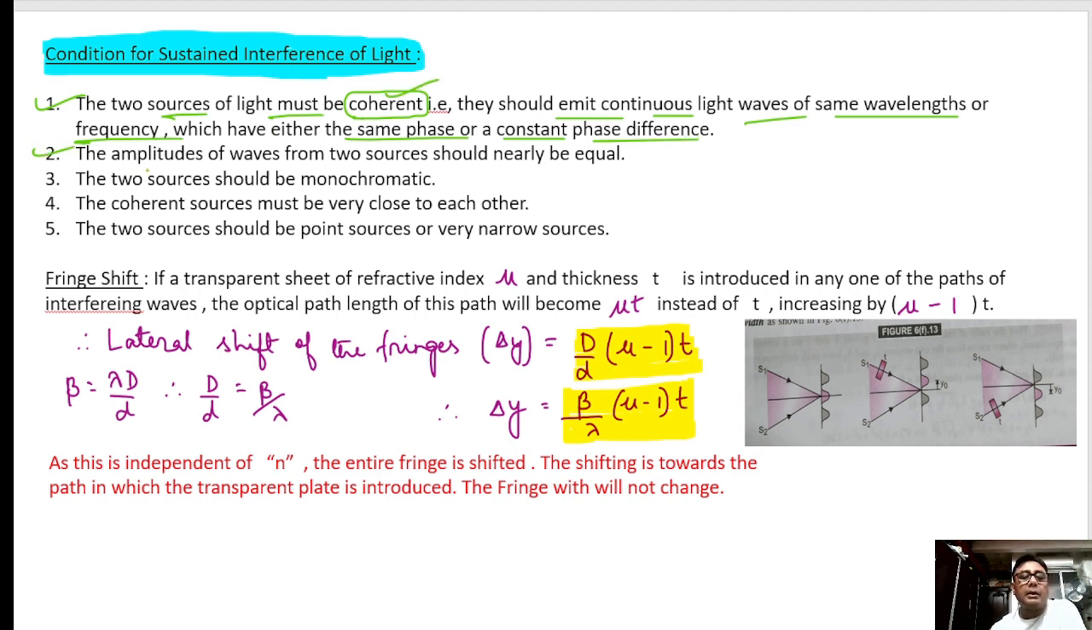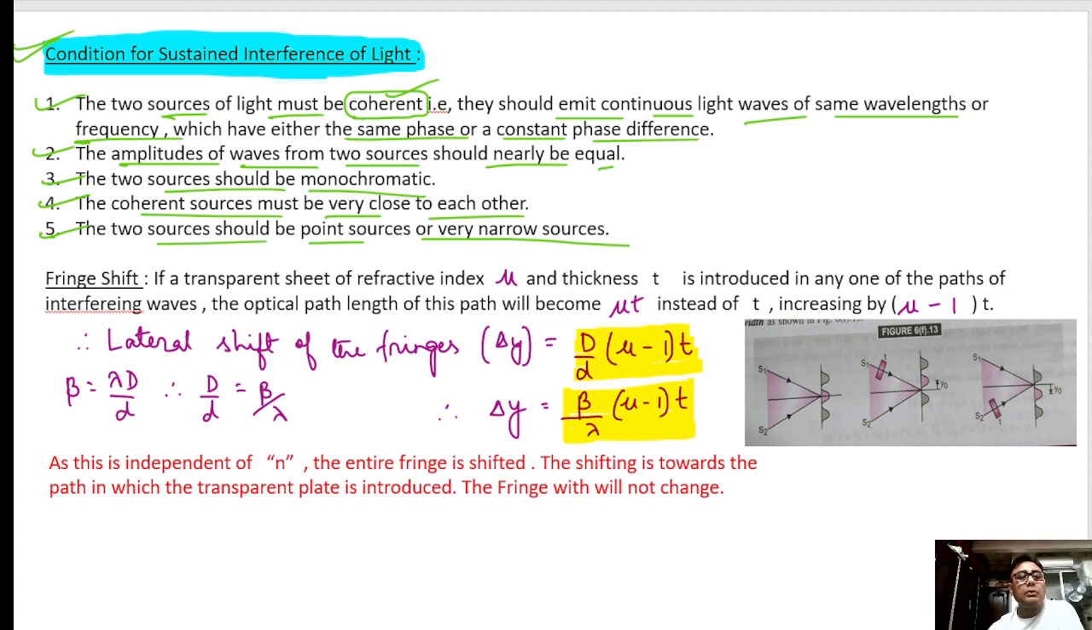Second, the amplitudes of the waves from the two sources should nearly be equal. Third, the two sources should be monochromatic. And fourth, the coherent sources must be very close to each other. Fifth, the two sources should be point sources or very narrow sources. So these are the very important conditions if you want to get a good interference of light.